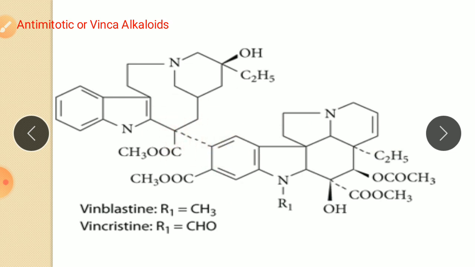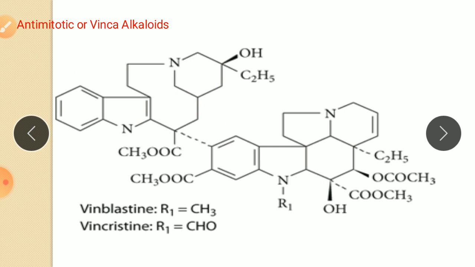So the structure consists of two parts. The part which contains the indole ring is called the catharanthine moiety, and the part which contains dihydroindole is called vindoline, and these two parts are connected through a carbon-carbon bond.